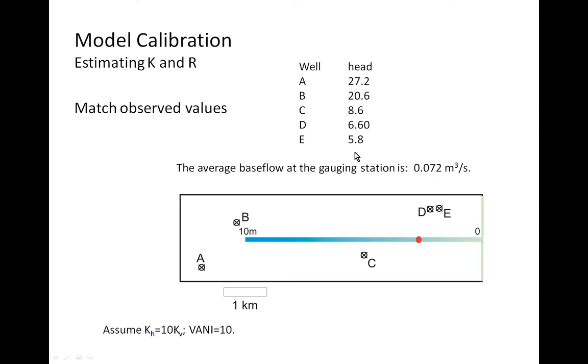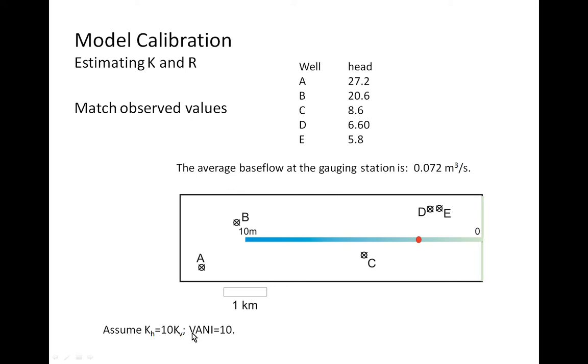Then to calibrate the model, we would estimate values of K and R that allow the model to give values that best match these observations. Okay, so that's going to be the general approach.